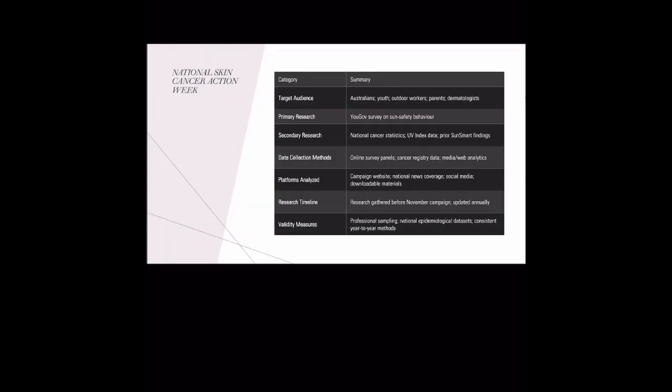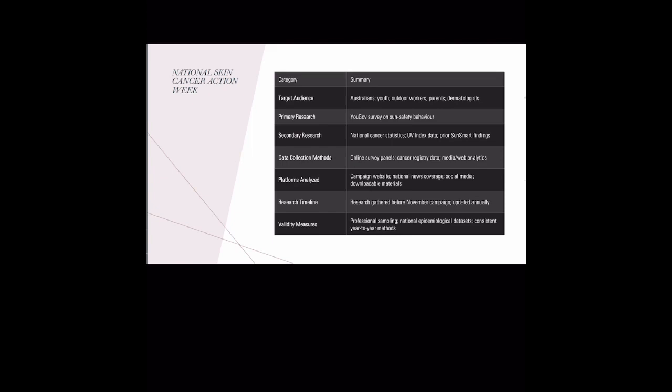On the next slide, you can see our National Skin Cancer Action Week category and summary. So we looked into target audience, which we found to be Australians, youth, outdoor workers, parents, and dermatologists. For primary research, they used the YouGov survey on sun safety behavior. For secondary research, we found national cancer statistics, UV index data, and prior SunSmart findings.